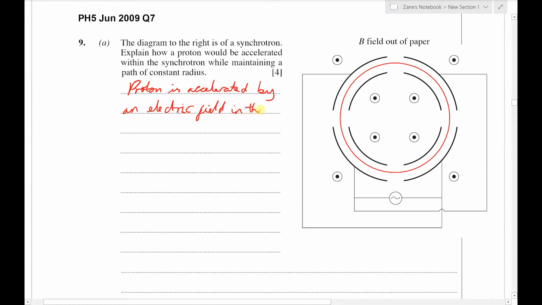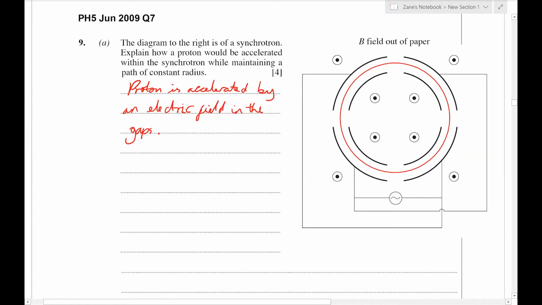In the gaps. So when we're looking at the diagram on the right, these regions here are known as drift tubes, and the gaps in between them, that's where the protons will be accelerated, because there'll be a potential difference between one drift tube and the next drift tube. One tube will be positive, one will be negative, and the proton will be attracted towards that negative tube.